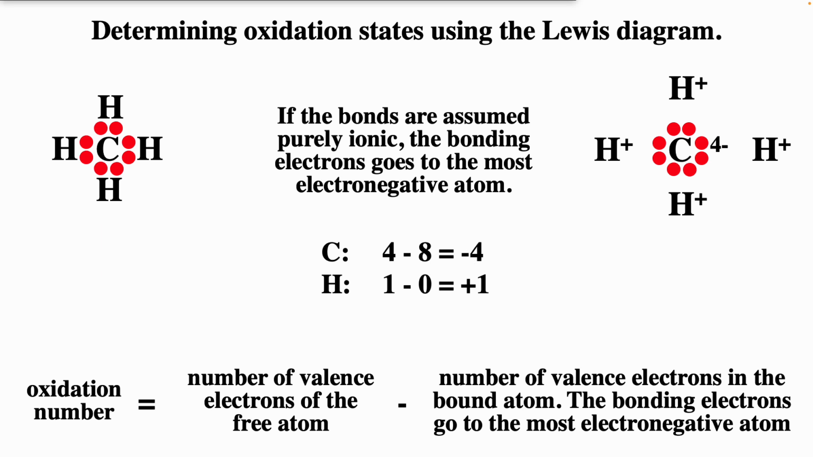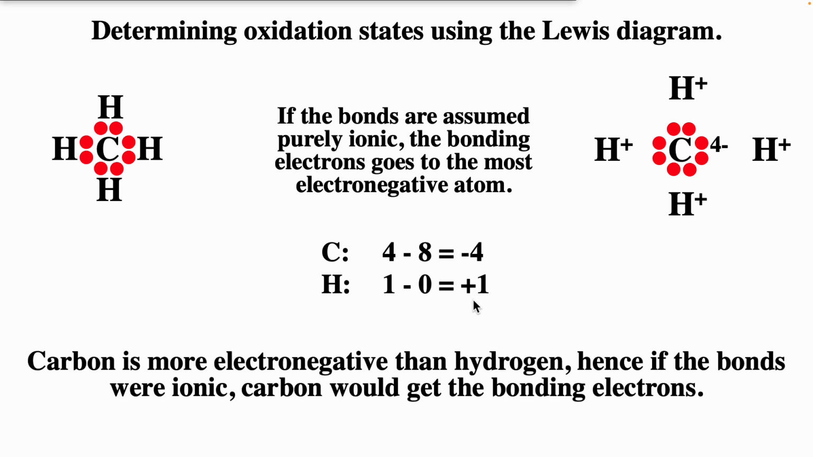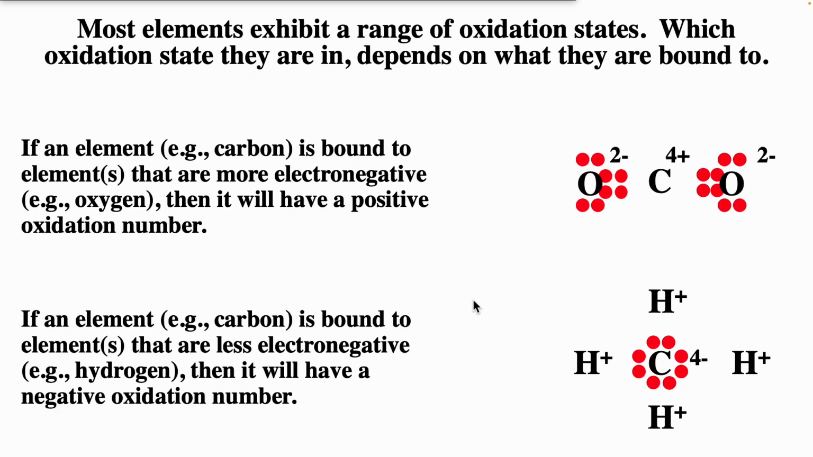For the carbon dioxide, we had seen that carbon was a +4 oxidation state. For hydrogen, we start with 1 valence electron for the free atom, minus 0. And so we have a +1 oxidation state like we would expect for the hydrogen. And again, the sum of the oxidation states equals the net charge. And carbon is more electronegative than hydrogen, and so we would expect the carbon to have the negative oxidation state.